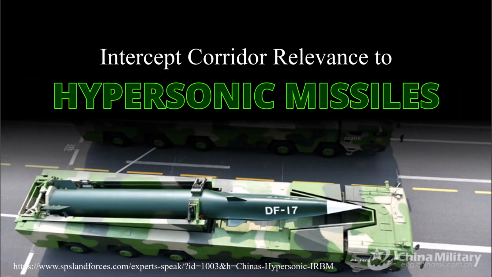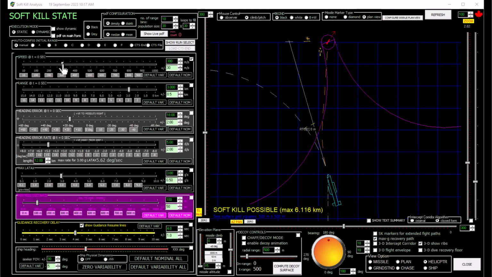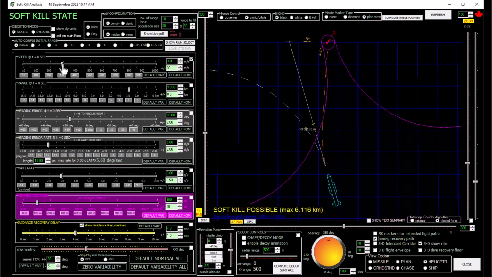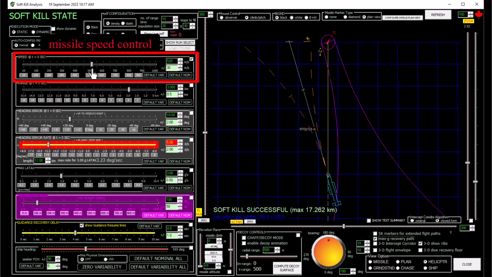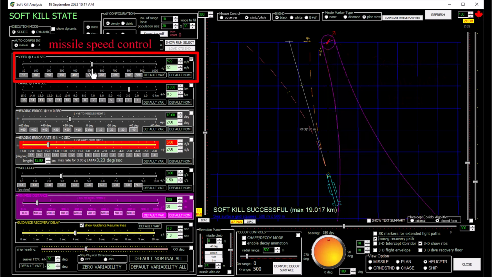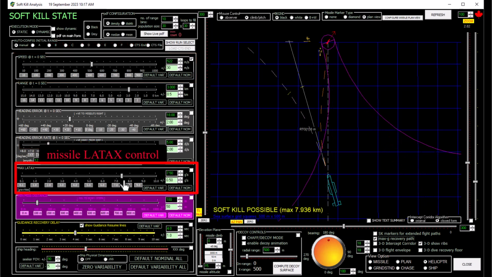Here's something interesting concerning the shape of the intercept corridor and hypersonic missiles. Missile speed is antagonistic to maximum lateral acceleration concerning the shape of the intercept corridor. As the missile speed increases, the shape of the intercept corridor becomes longer and narrower, which means that near the end, near the target, it's more difficult for the missile to correct even a small heading error. But if the maximum lateral acceleration is increased, then the missile can correct larger heading errors and the intercept becomes easier.